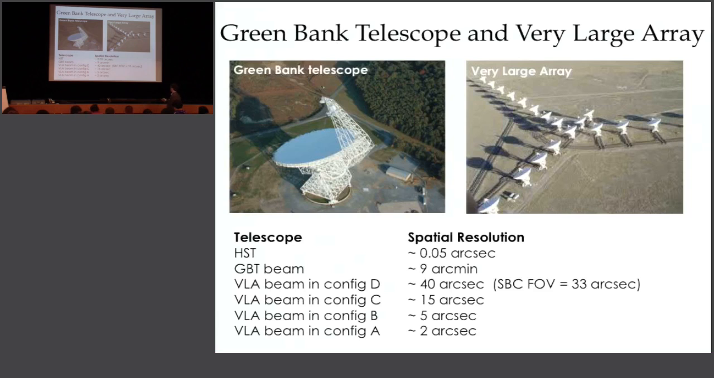Config C, going down here, config A, you can get up the largest. You pull all these dishes as far away as you can take them, and you get down to 2 arc seconds, about the size of the HST apertures. So, given that the Green Bank telescope has a 9 arc minute beam, a terrible comparison to make with 0.05 arc second resolution of HST, we decided to go and observe all the Lyman-alpha galaxies with the Green Bank telescope.